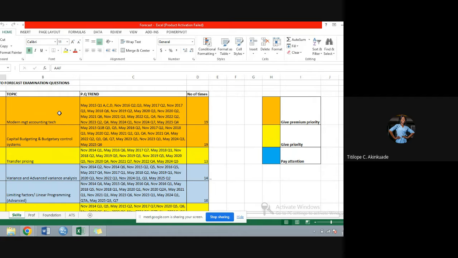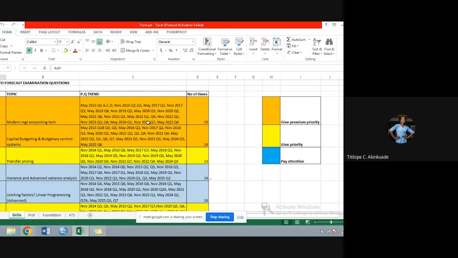Modern management accounting techniques have been examined 19 times. It's one of the most examined topics in performance management, and it was last examined in May 2025, your last diet. If we trace backwards, you can see the entire diet for 2024, November 23, November 22, May 20, entire diet 22, May 21. We can trace backwards; it's literally examined every diet.